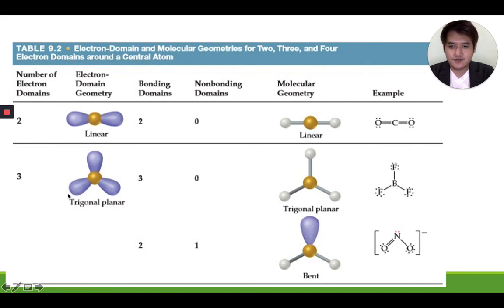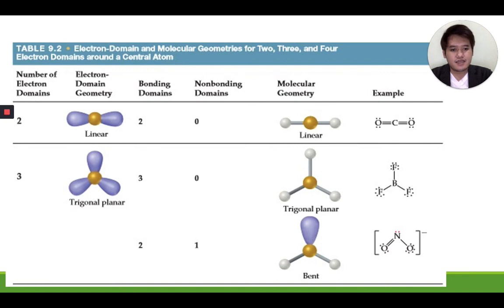If you have 3 electron domains and no non-bonding, meaning there is no free pair of electrons, then we consider the molecular geometry to be trigonal planar. So your clue will be, if there is no non-bonding domain, the electron domain geometry and the molecular geometry will be the same. Again, if there is no non-bonding domain, you do not see any free electron pairs, then the electron domain geometry is the same as the molecular geometry.